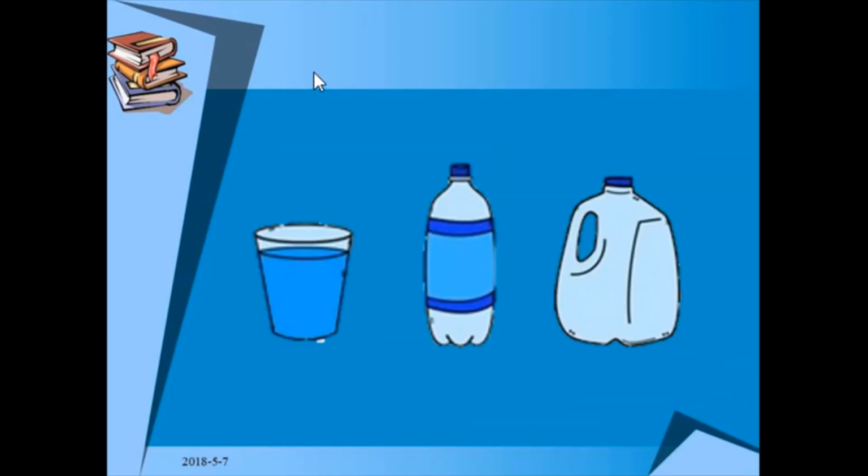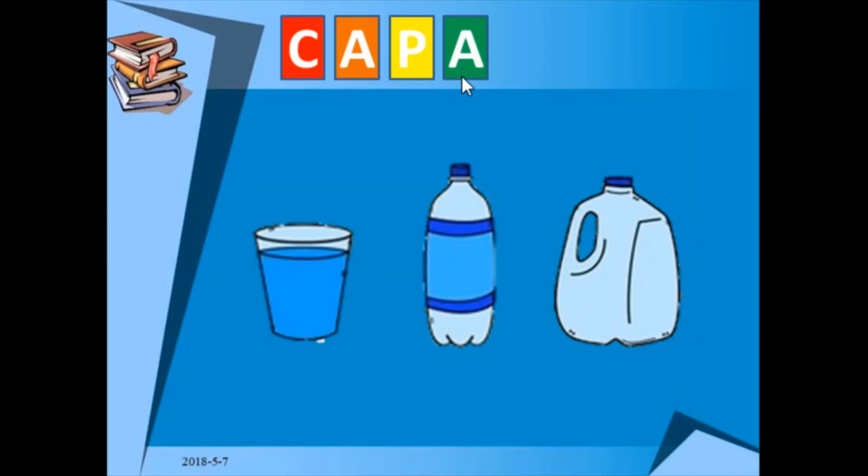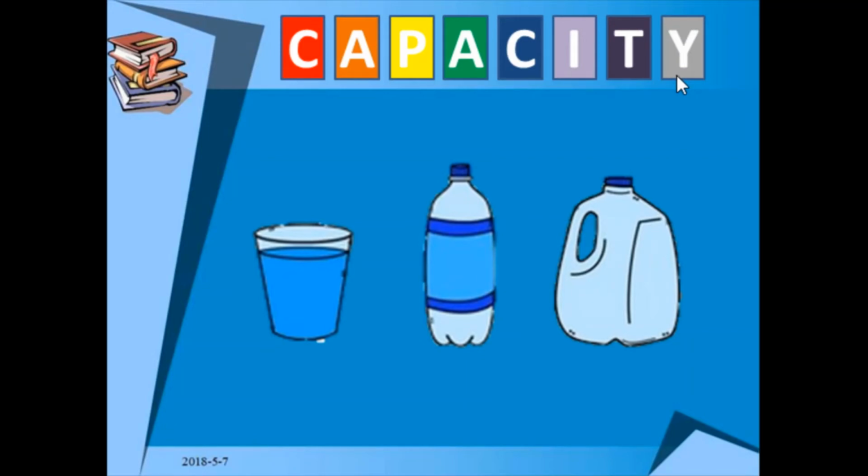Repeat after me. C, A, P, A, C, I, T, Y. How do we read this one? Okay, very good. Capacity. Now look at the pictures below.